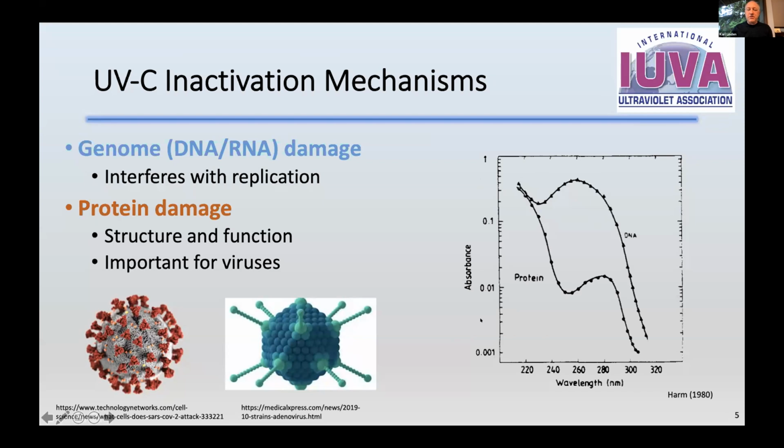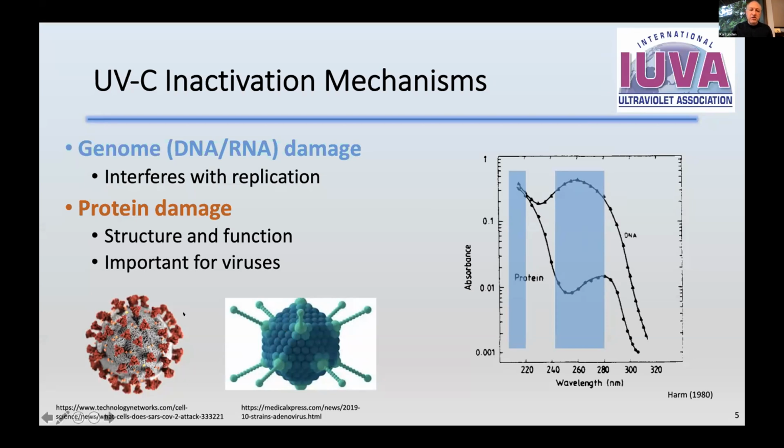And this is absorbance on a log scale. So what we see first is that for genomic damage, for DNA and RNA, which interferes with replication, the primary absorbance for the nucleic acids is around 260 to 280 nanometers, as well as below 220 nanometers. So we expect those mechanisms to be quite dominant for inactivation, given the damage that occurs to the genome and the nucleic acids. But proteins also are very important for viruses specifically. And if we can think about damaging the proteins on viruses, we can enhance inactivation of those pathogens.